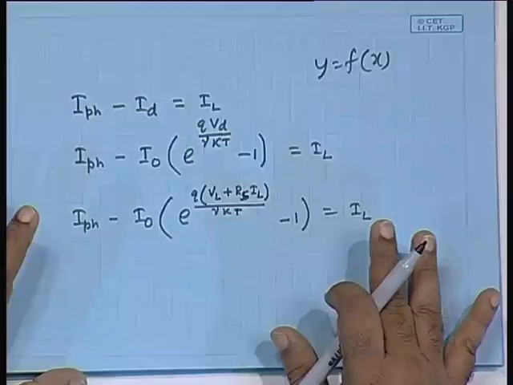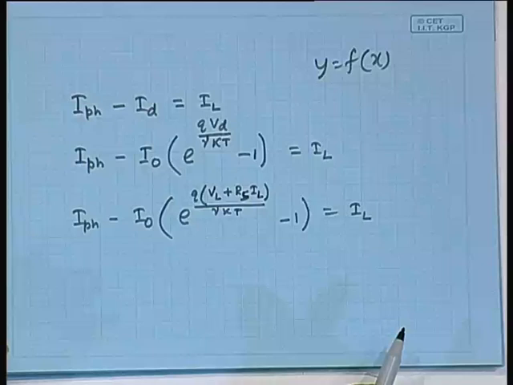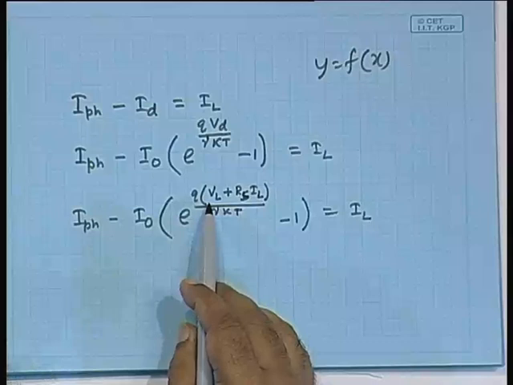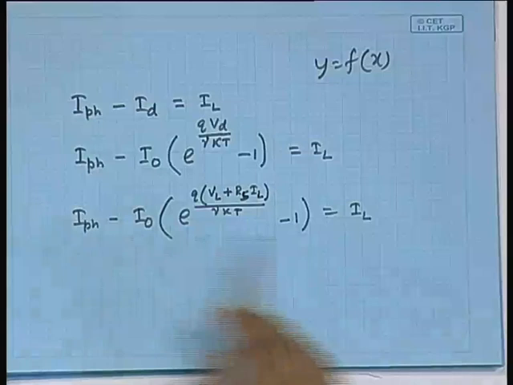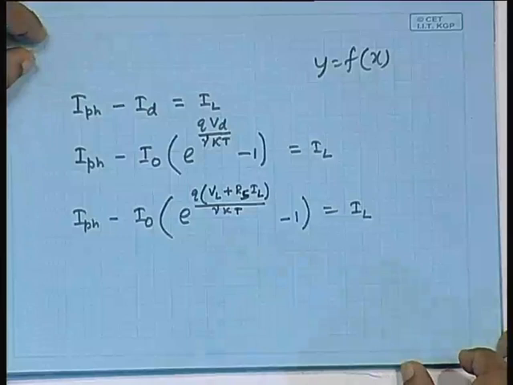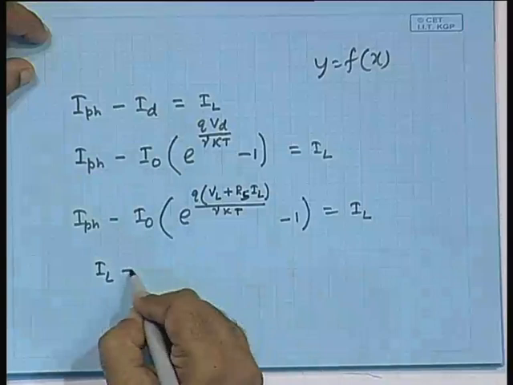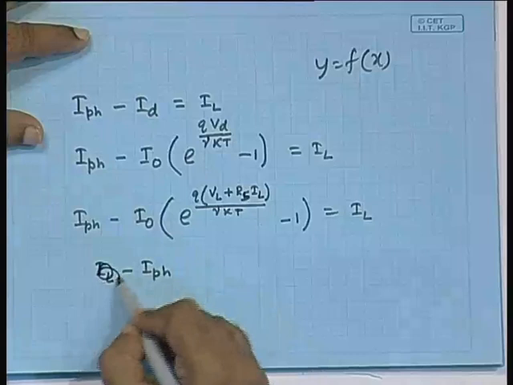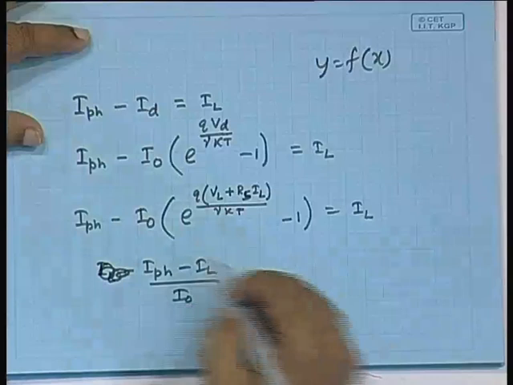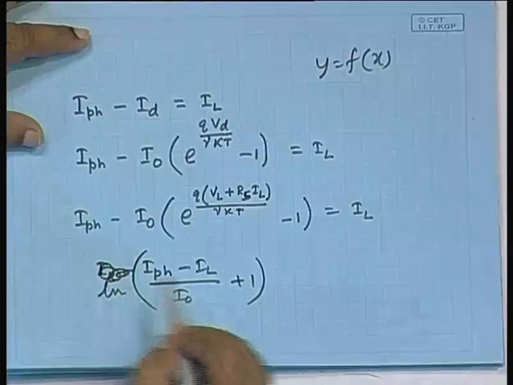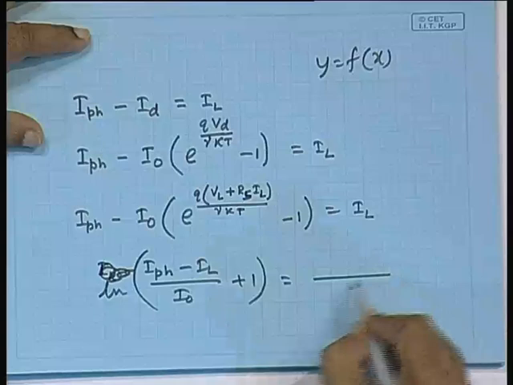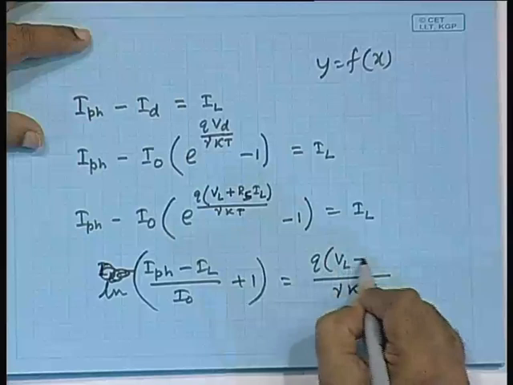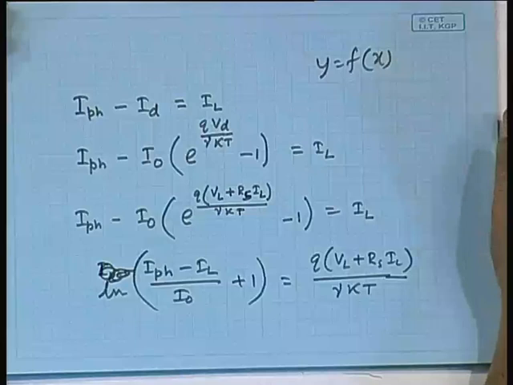Now, after you have done this, let us make it more interesting. Can we get V L out of it? Can we just manipulate this to get V L? I think that will be doable. So, you have I P H minus I L, that is better, divided by I naught plus 1, ln of that, is equal to this expression.